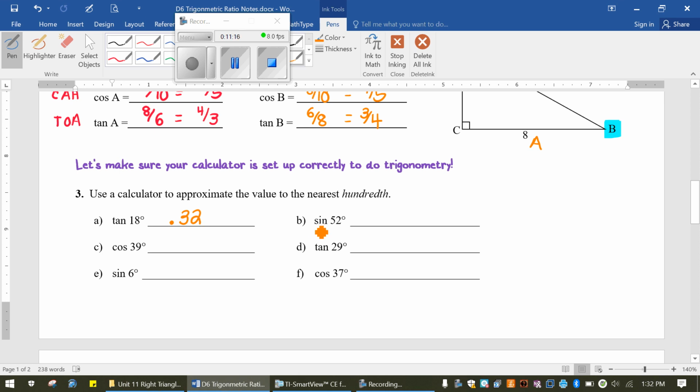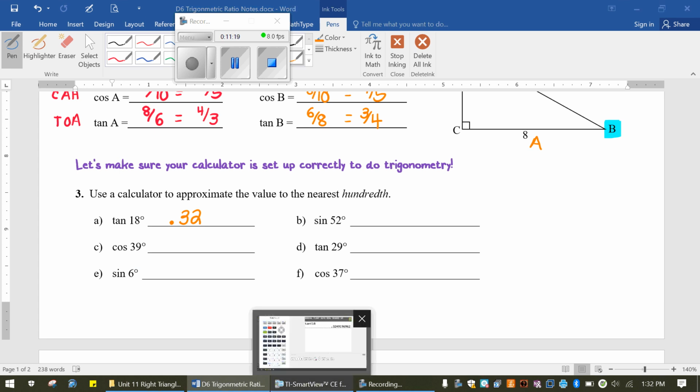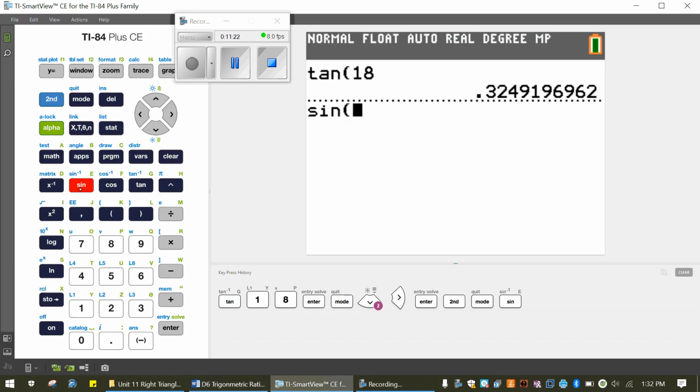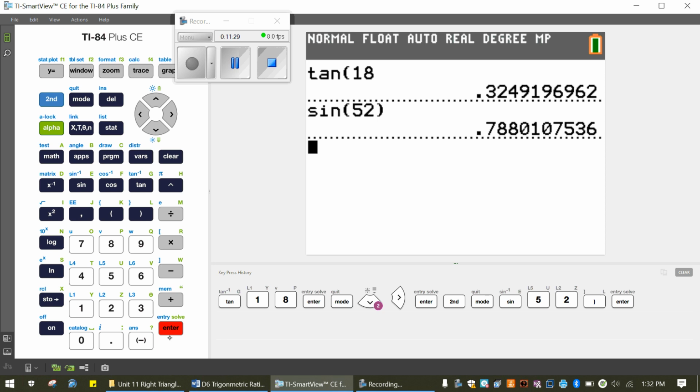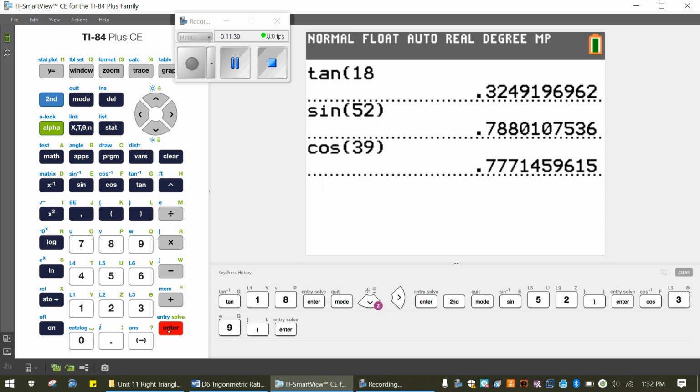All right, let's do part B and C together on the calculator. Let me move back to my calculator, and we're going to hit sine and then 52 degrees. And then we're going to hit cosine of 39 degrees. So for part B, for the sine of 52, we've got 0.78, but then our third place is 8, so this is going to have to go up to 0.79. And for our cosine, 0.777 is going to make that go up to 0.78. So for our sine, we're going to have 0.79, and for our cosine, we're going to have 0.78.